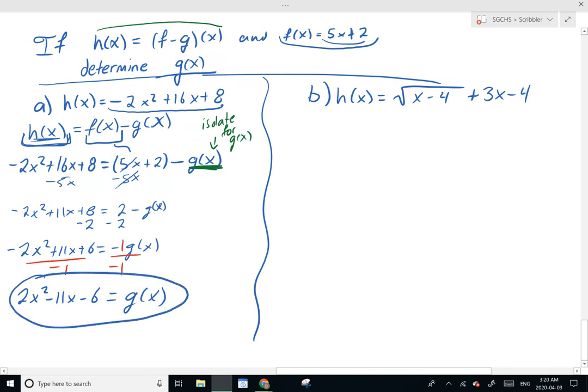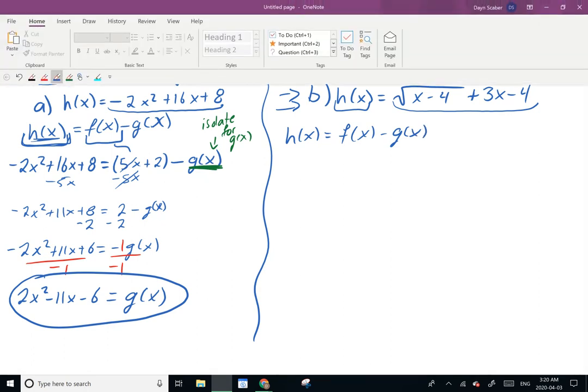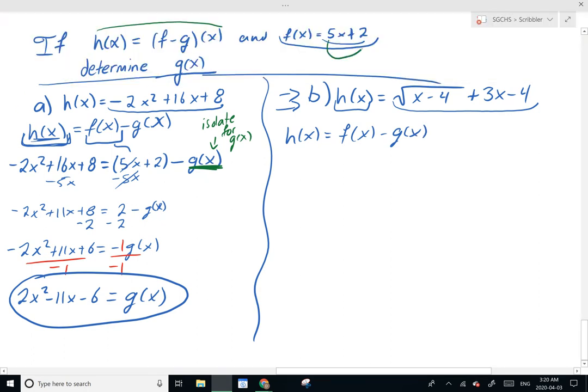So let's quickly go and look over question B, okay? And it's the exact same kind of idea. We know what h of x is. h of x is this equation. We know that h of x equals f of x minus g of x. And we're also given f of x being this equation here. Okay, f of x. So let's substitute those things in.